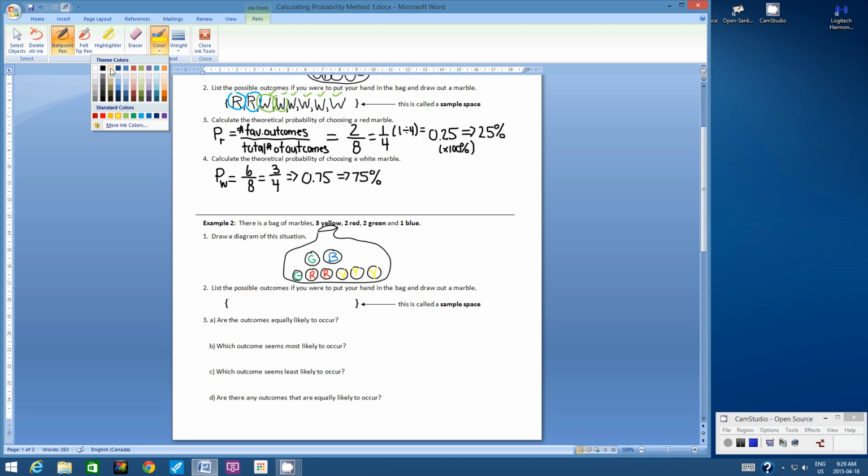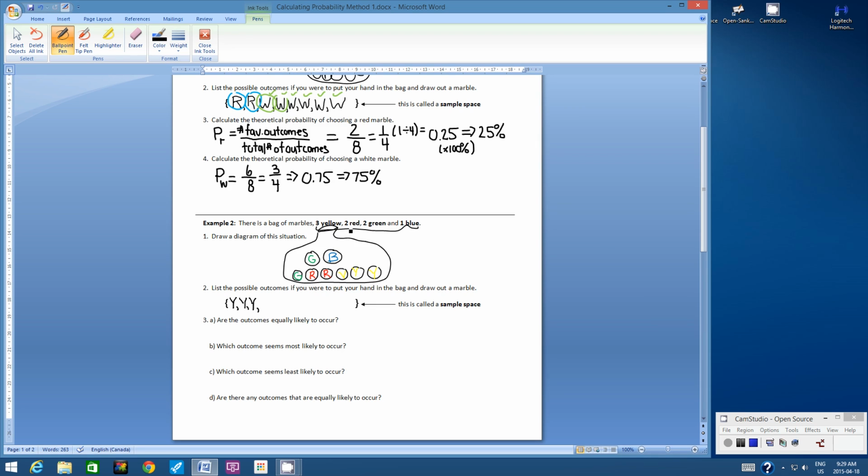Okay. All right, let's begin. List the possible outcomes if you were to put your hand in the bag and draw out a marble. Well, the best way is to simply look at this here, part of the question, and then just write the codes down here in our sample space. So if we have 3 yellow, we have Y, Y, and Y.